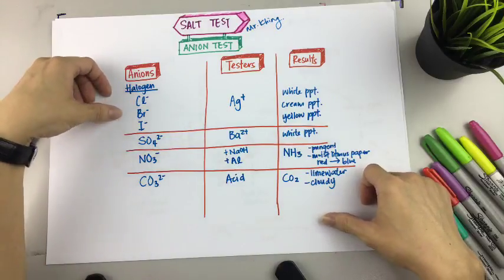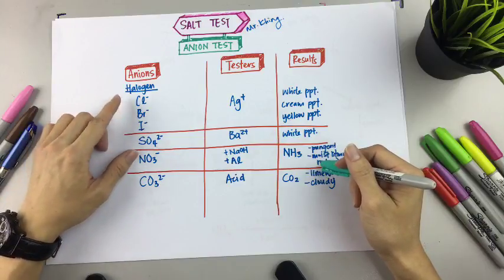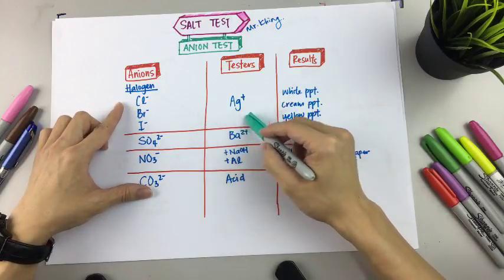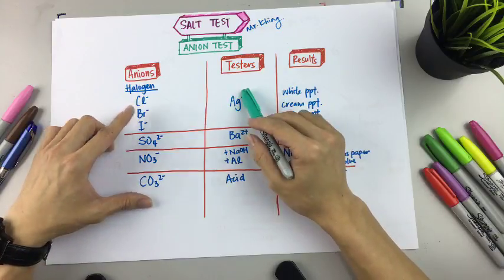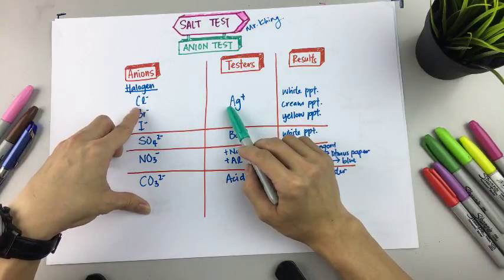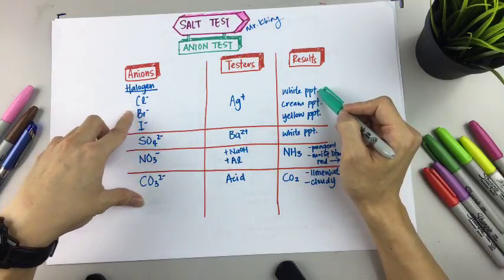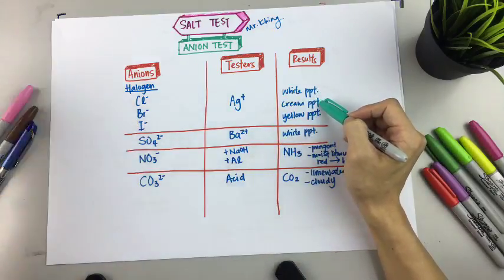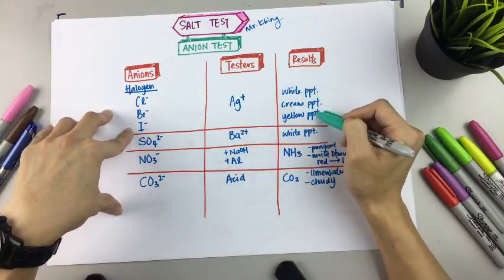So first, halogens: chloride, bromide, iodide. We test halogens with silver solution, which means whenever you see the word silver, 100% they are testing for halogens. Remember this. If there is chloride, you form silver chloride, a white precipitate. If there's bromide, you will form silver bromide, which is a cream precipitate. Silver iodide is a yellow precipitate.